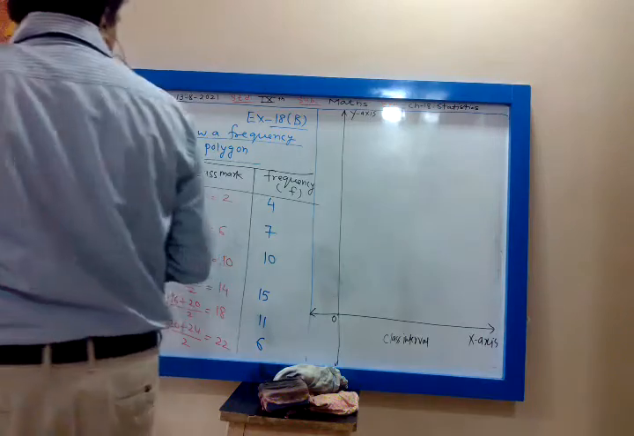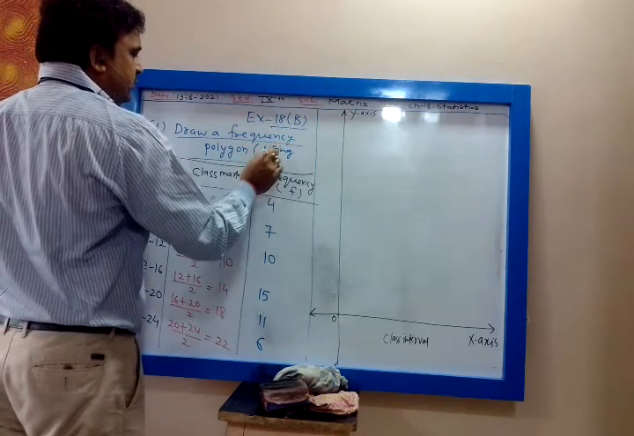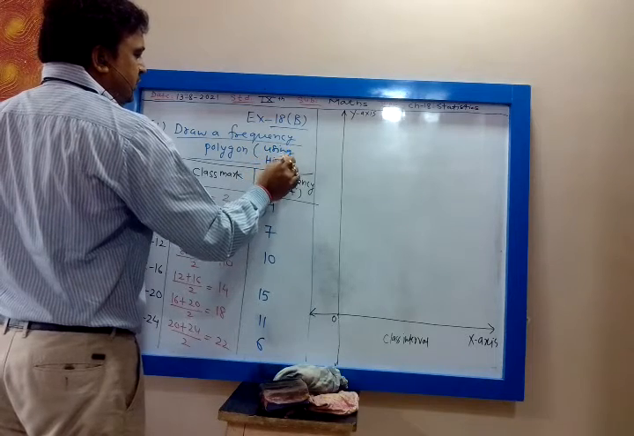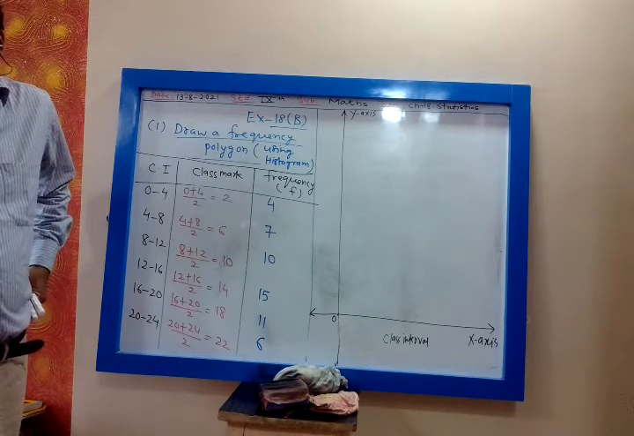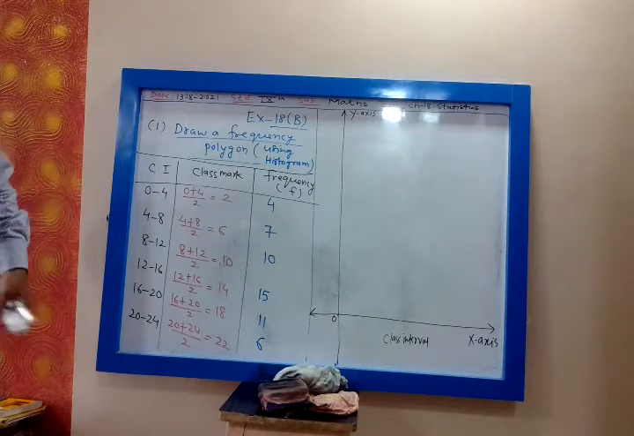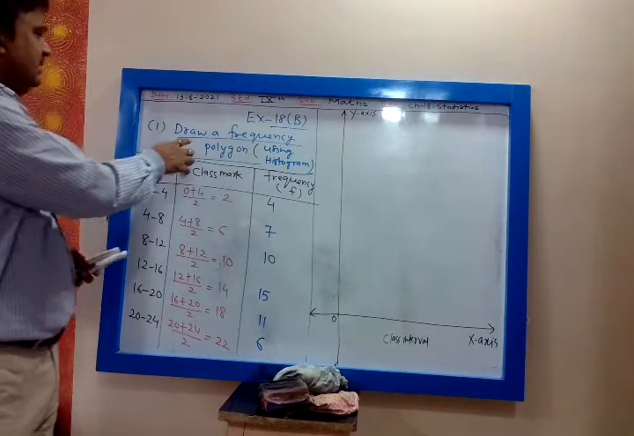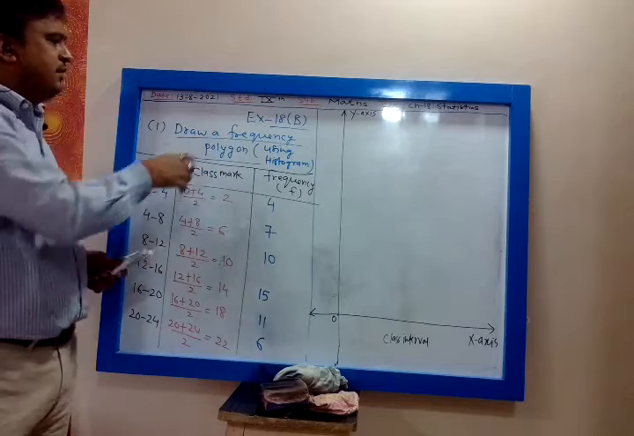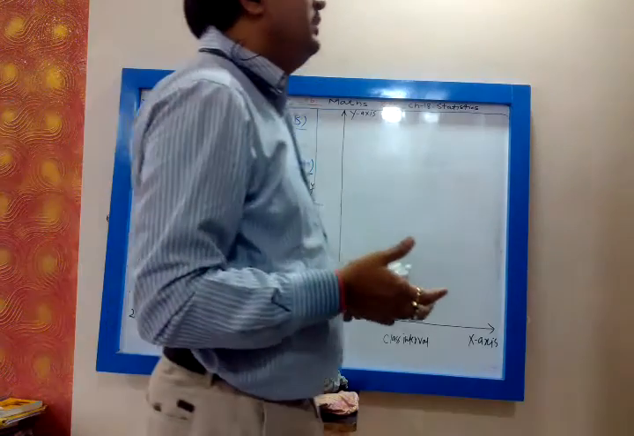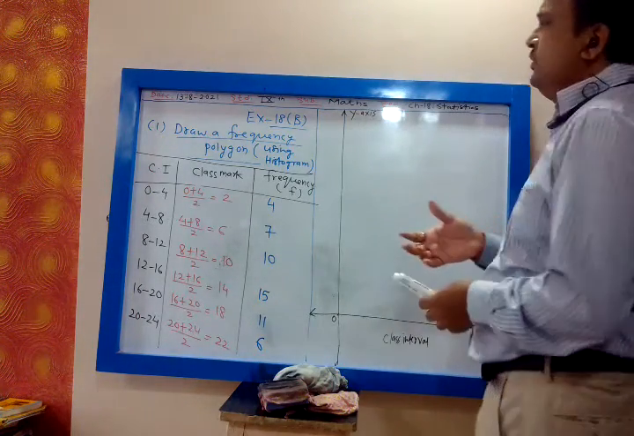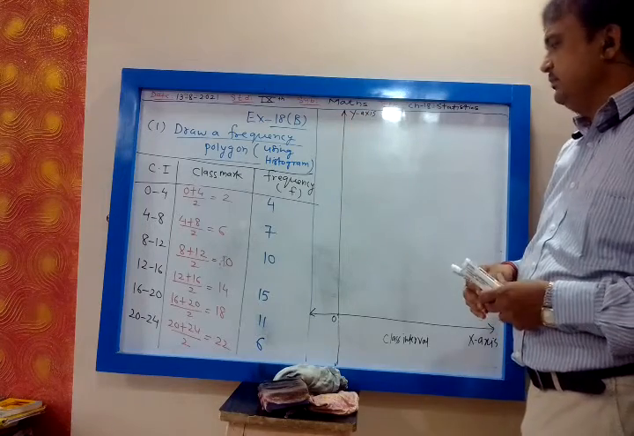So this frequency polygon we draw. You write down in brackets, using histogram. Using histogram, we draw the frequency polygon. Whenever it is asked, draw a frequency polygon, you are free to use a histogram or not. So let us first learn how to draw this using a histogram.